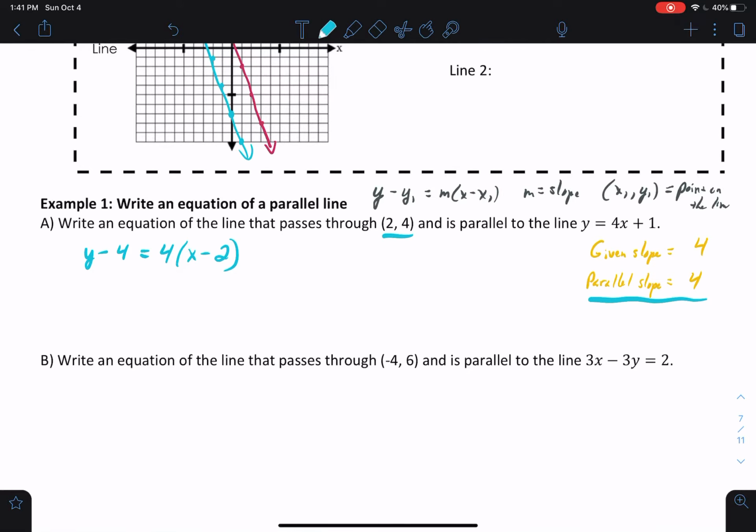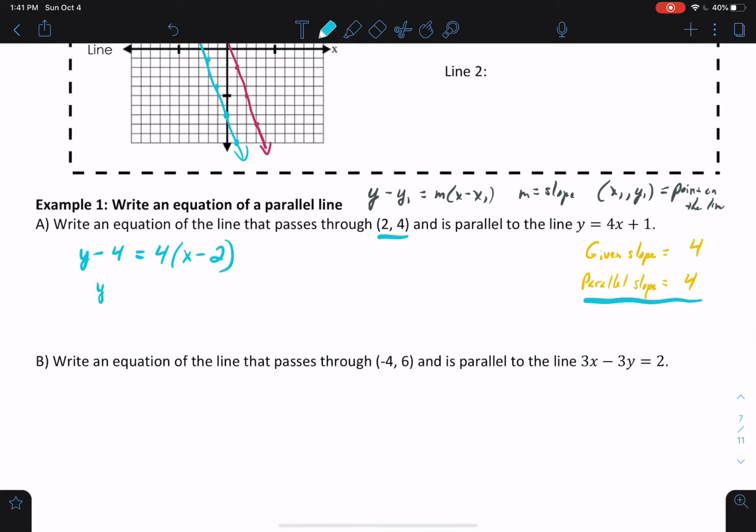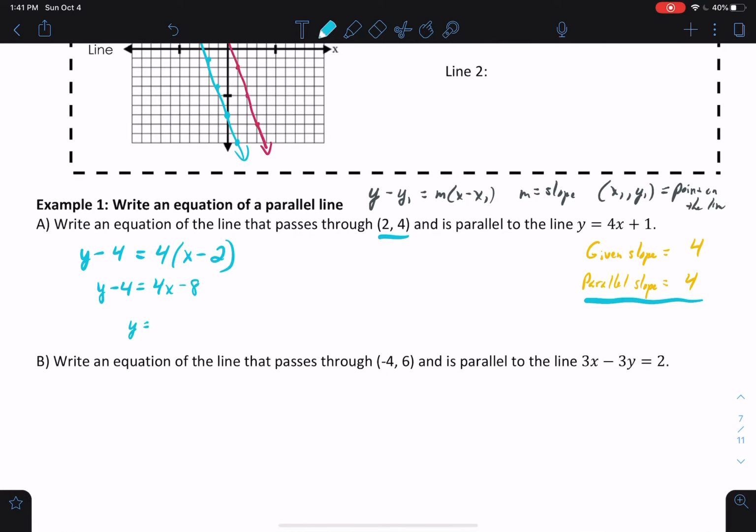I'm going to distribute the 4 now, so I get y minus 4 equals 4x minus 8. Add 4 to both sides, and we get y equals 4x minus 4, or f of x equals 4x minus 4. It could also be in function notation. Remember, y and f of x are saying the same thing. So that is how we write an equation of a parallel line: figure out what slope you want, and then use point-slope form.